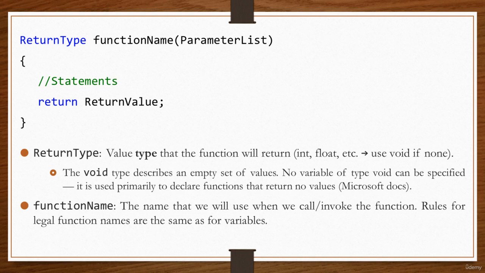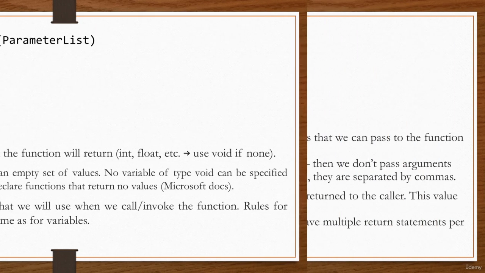Then we also have a function name, and this is the name that we will use when we call or invoke the function. Now, rules for legal function names are the same as for variables, as I mentioned in the previous video. So just a quick summary on these things. Of course, you also want to give it a meaningful name, relating to what the function will actually do. Will it add two values together? Will it print something out to the screen? Like, what is it going to do when you call or invoke that function?